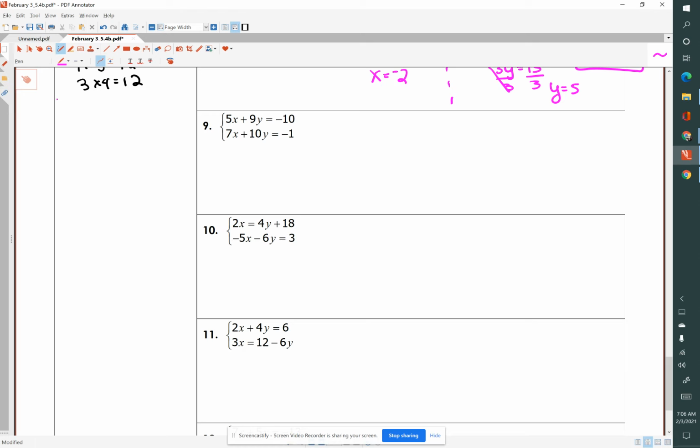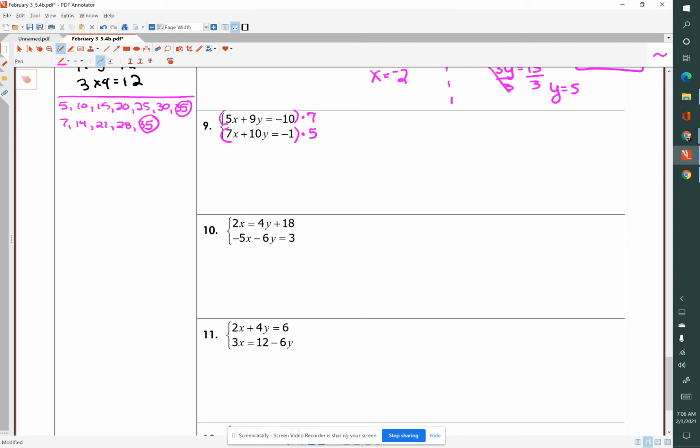So remember, I can always do this. I can say 5, 10, 15, 20, 25, 30, 35. And then the 7s, 7, 14, 21, 28, 35. And I see that 35 is the least common multiple. So I will multiply the first equation times 7, and I will multiply the second equation times 5. And I will be able to eliminate the x values.